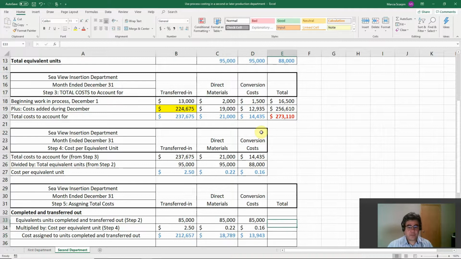And then our total, the sum of all of these numbers. And why is it the same number here, 85? Because they are completed. If they are completed, they are 100% completed.